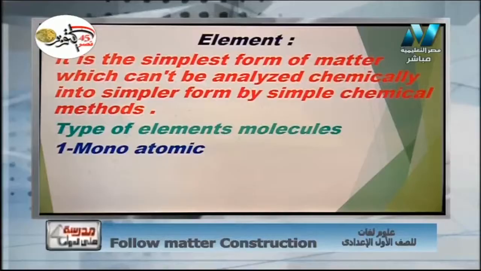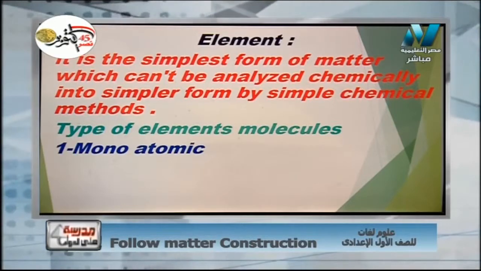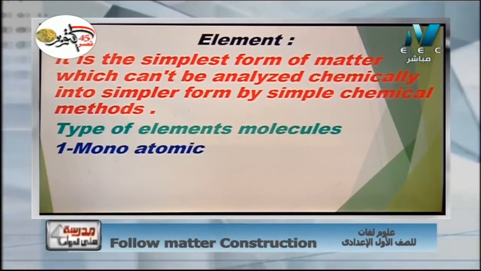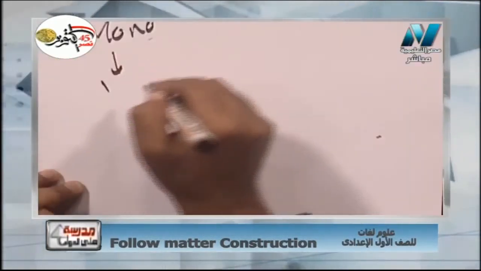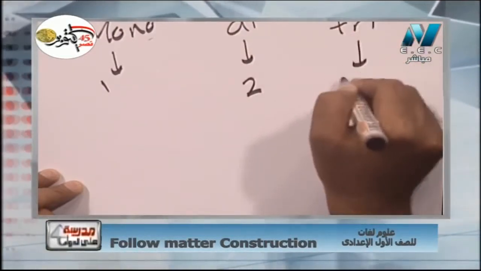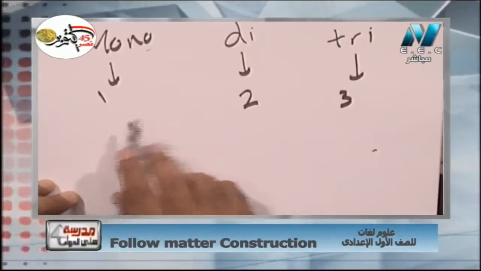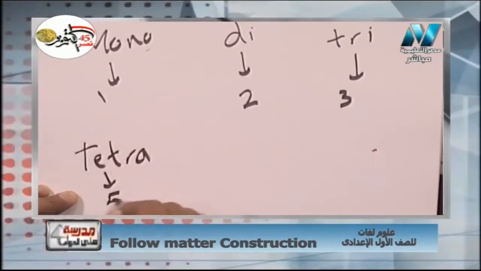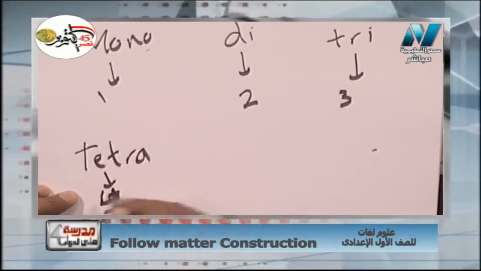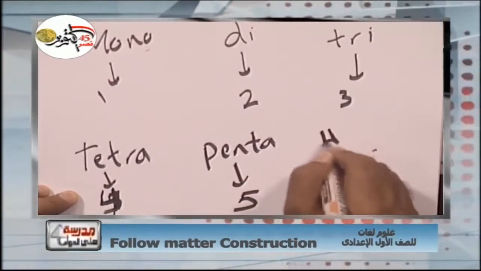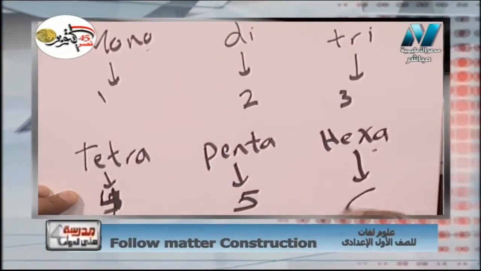Number one, monoatomic. Monoatomic, as you see with me, my dear student. Mono in Latin is 1. Mono is 1, di is 2, tri is 3, tetra is 4, penta is 5, hexa is 6.